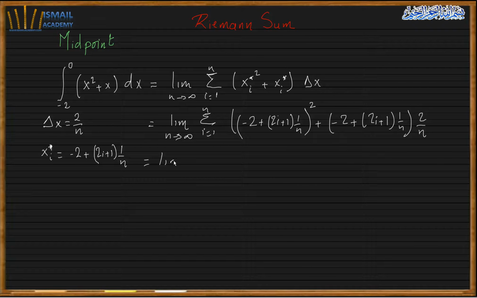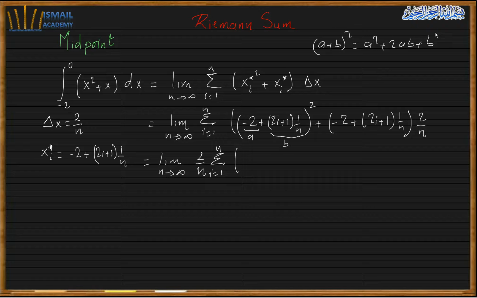So it's going to be the limit; anything which doesn't depend on i can be pulled out of the sum. So it's going to be 2 over n times the sum, and i goes from 1 to n. And here what I do, I FOIL. So keep in mind, this is your a, this is your b. So when you FOIL, it's going to be a squared plus 2ab plus b squared. So remember, this is going to be (a plus b) squared. So it's going to be a squared, plus twice ab, plus b squared. So it's going to be 4 plus twice this.